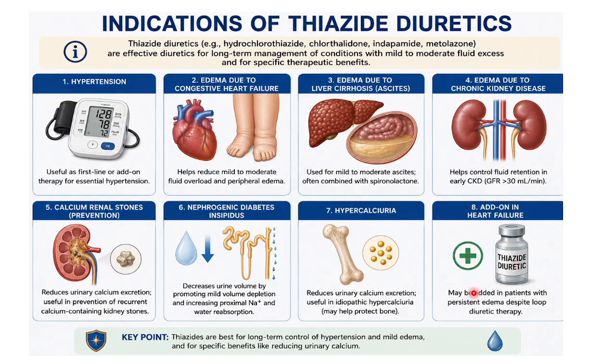And lastly, they may also be added in patients with persistent edema despite loop diuretic therapy. So it can be used together with loop diuretics for those who have persistent edema despite using loop diuretic therapy. So the key point here is that it does best for long-term control of hypertension and mild edema, and for specific benefits like reducing urinary calcium. So they are also known to reduce calcium in urine.